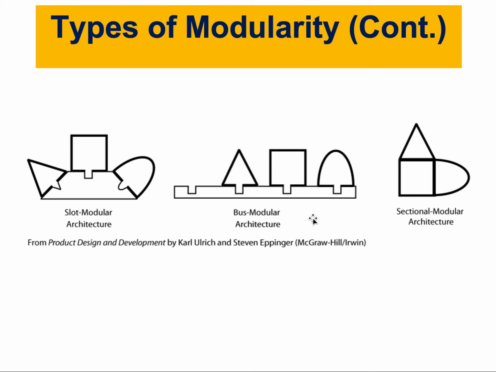The third type is called sectional modular architecture, which is this one to the right. Here, all interfaces are of the same type, but there is no single element to which all the chunks are attached. So the chunks are attached to each other with the same interface. If you see this line here, it's the same interface, and all these chunks are attached to the same location. One example of this is the office partitions.